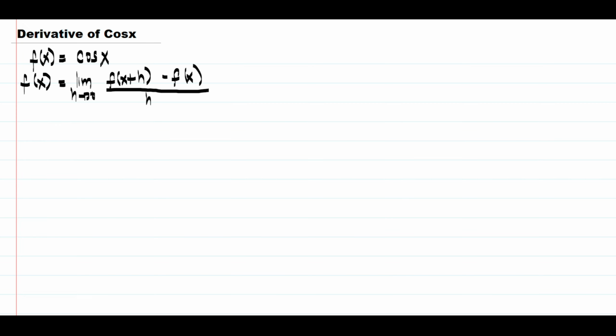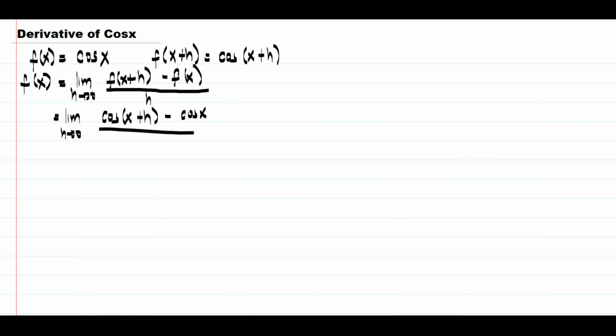Since f(x) is equal to cosine x, the value of f(x + h) is cosine (x + h). So let us substitute this to the given formula. Let us have the limit as h approaches 0 of f(x + h), that is cosine (x + h), minus f(x), that is cosine x, all over h.